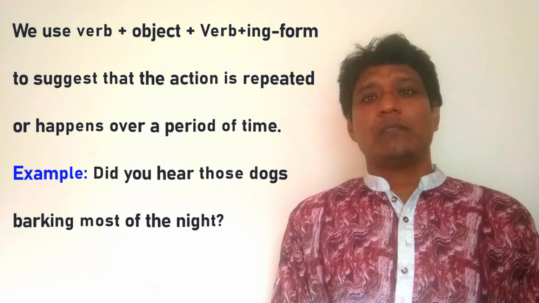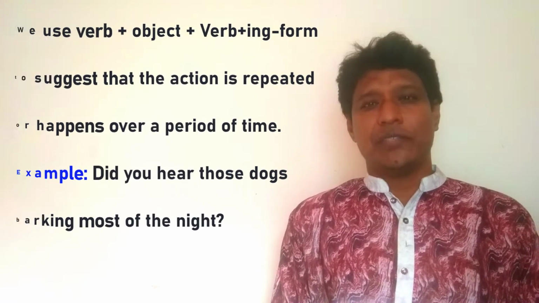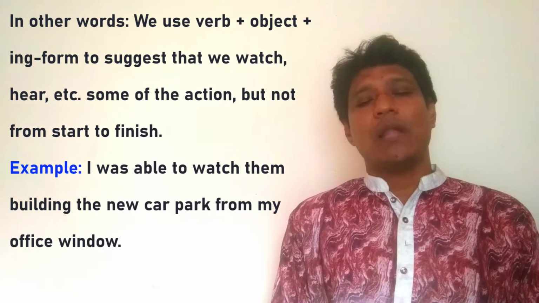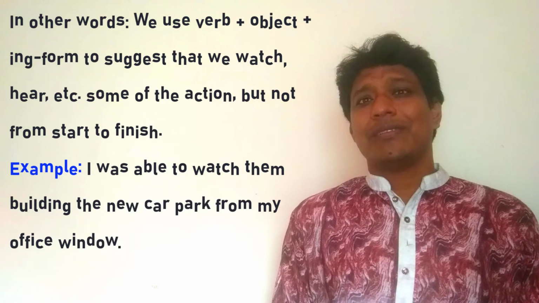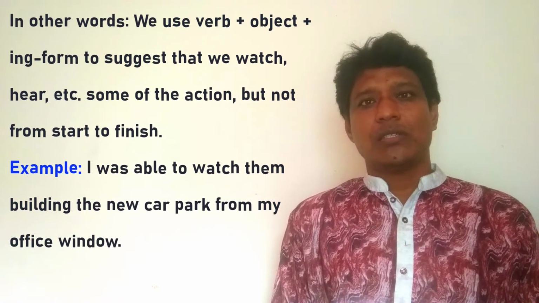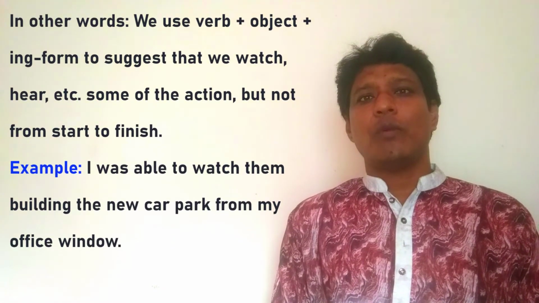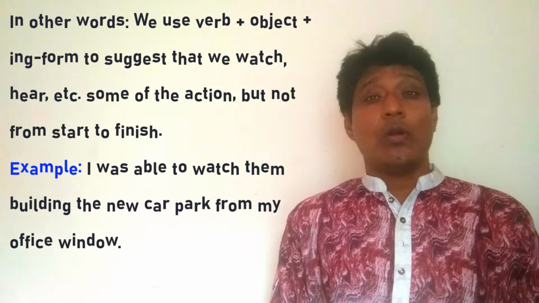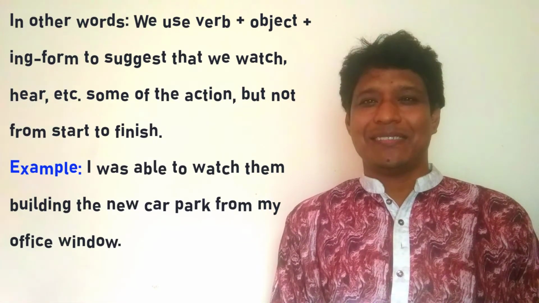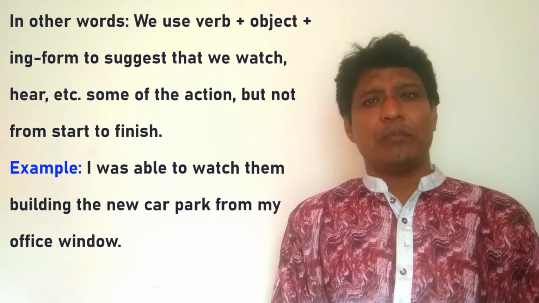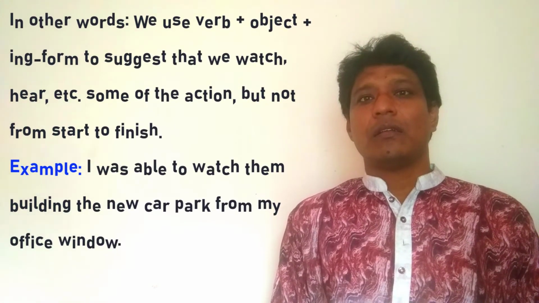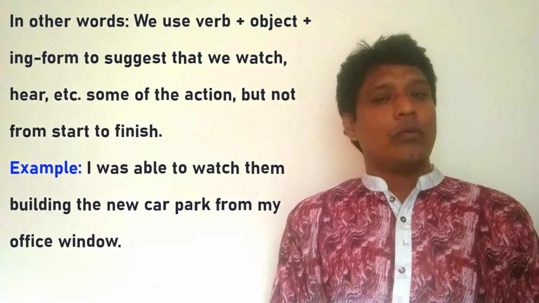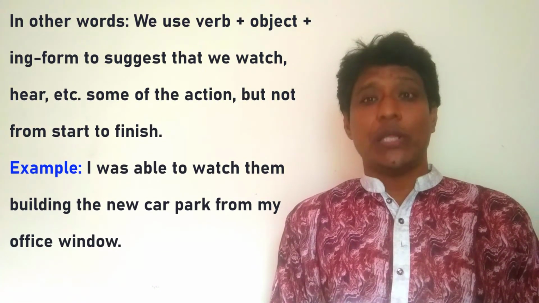Verb plus object plus verb ing form. We use verb plus object plus verb ing form to suggest that we watch, hear, etc. some of the action but not from start to finish. For example, I was able to watch them building the new car park from my office window.